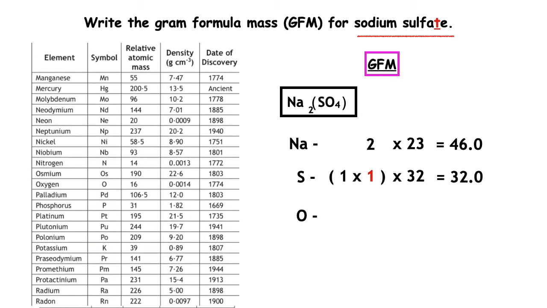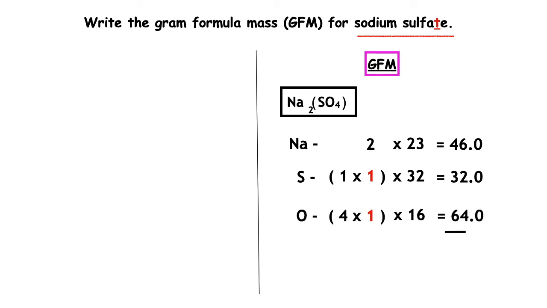Oxygen has the symbol O. How many do we have inside the bracket? We have 4 multiplied by the number outside the bracket, which is 1, multiplied by the relative atomic mass, which is 16. 4 times 1 is 4. 4 times 16 equals 64. When we add all of these up, we get a gram formula mass of 142 grams.